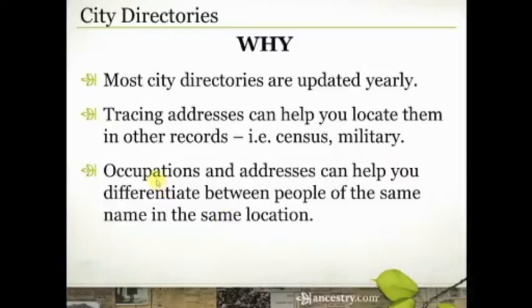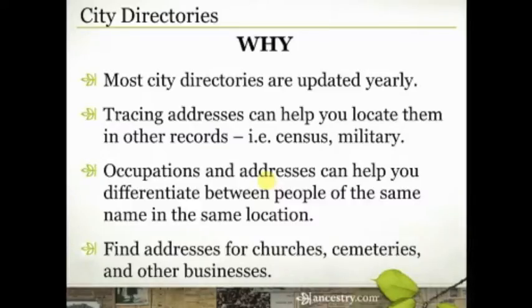City directories also very often list occupations and sometimes even employers. And so it helps you, again, differentiate between men of the same name so that you can determine who is your people and who are not your people. Addresses also help to do that. If you have an address on a census, then you can compare that to the addresses in the city directories as you trace them through. So something to really get into the habit of doing is making sure that when you are researching somebody that you've got the right person. You don't want to be tracing somebody else's family tree. You want to be tracing your own family tree.